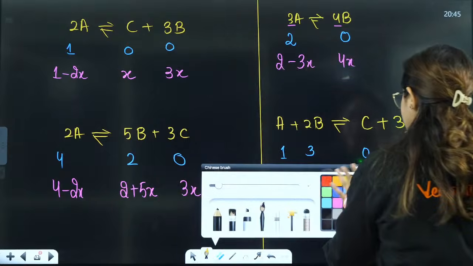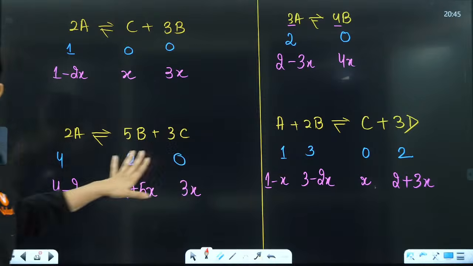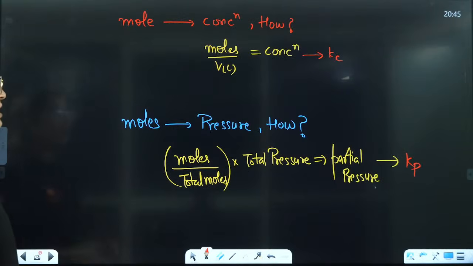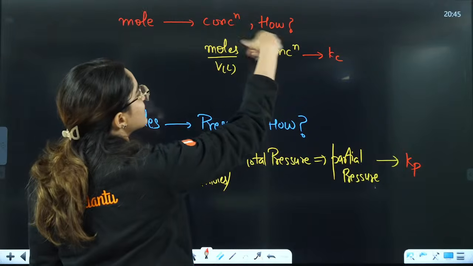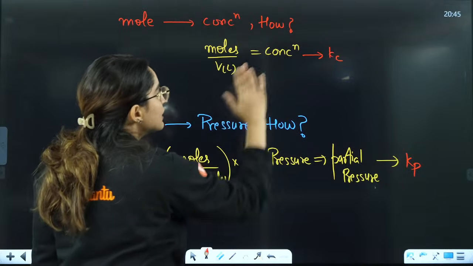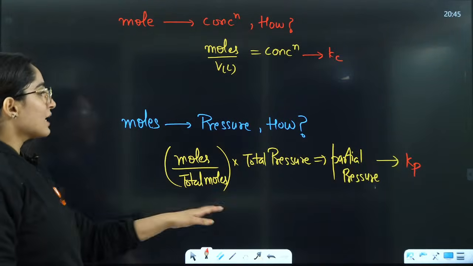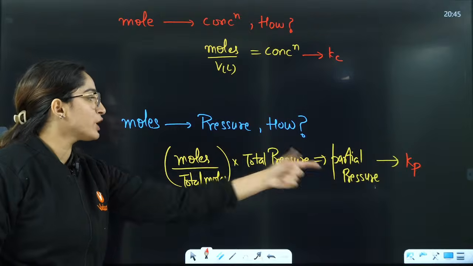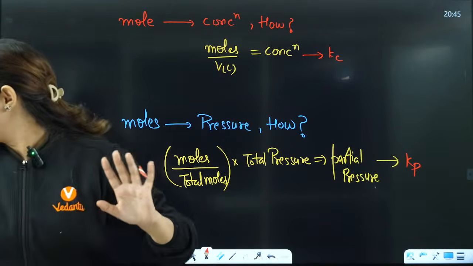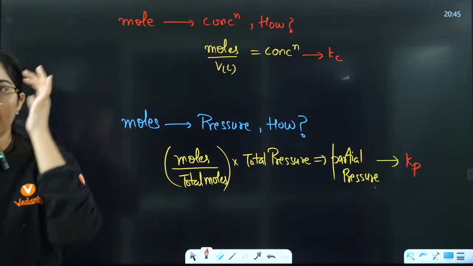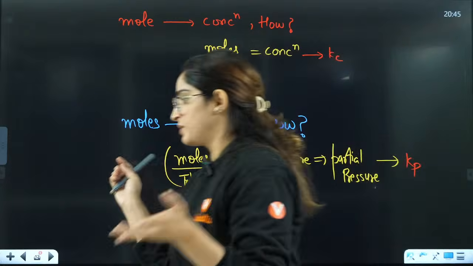Now, this is the first thing that I have been doing from the past 30 minutes. I'm doing the same thing in every question. Now, I told you if mole is given, then if you have Kc, then you will divide it with volume in liter. Then you will have concentration because in Kc you put concentration. In case of Kp, you put partial pressure that you will calculate by moles by total moles into total pressure, right? Okay, clear everybody?